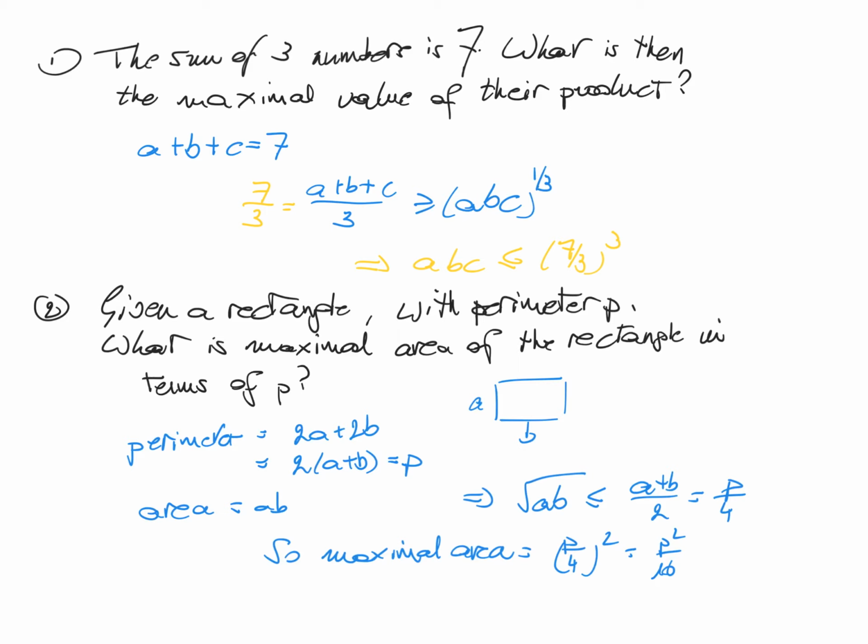If you then think a little bit further and you say, when would there be equality? When do we get the maximal area? We get the maximal area if A is equal to B, so if we get a square.